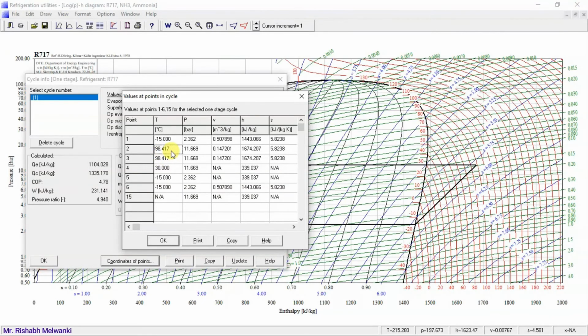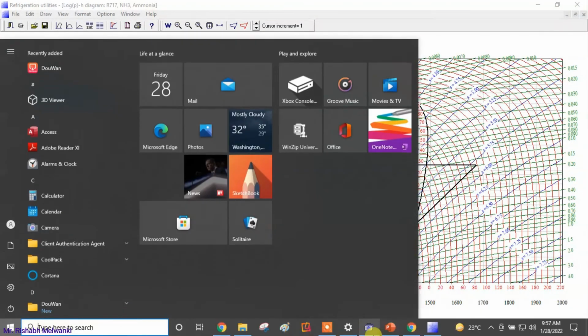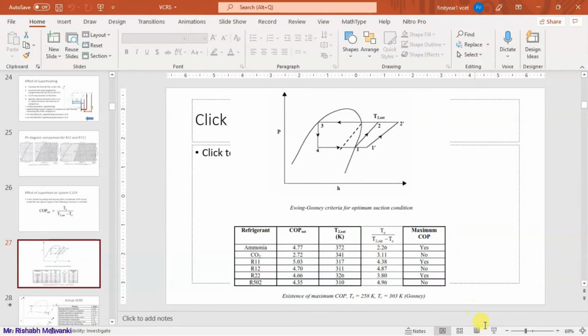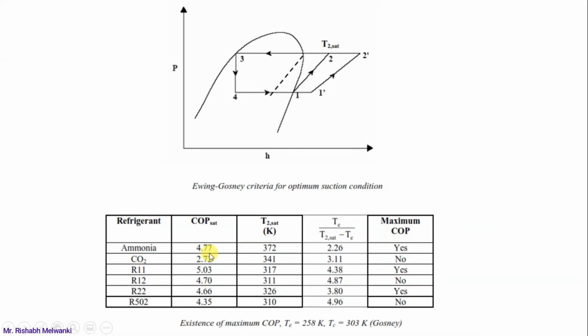98.417 degrees Celsius. Now convert this to Kelvin. Please tell me what is the value? 98.417 degrees Celsius to Kelvin. How much is coming in Kelvin? Yes, so 371.41. Let me go to the PPT. See, 371.41, here this value is 372. Did you understand how that T2 sat value is taken? It is basically of this point.